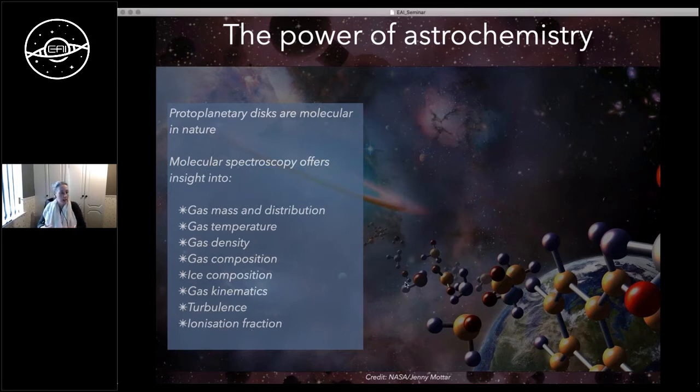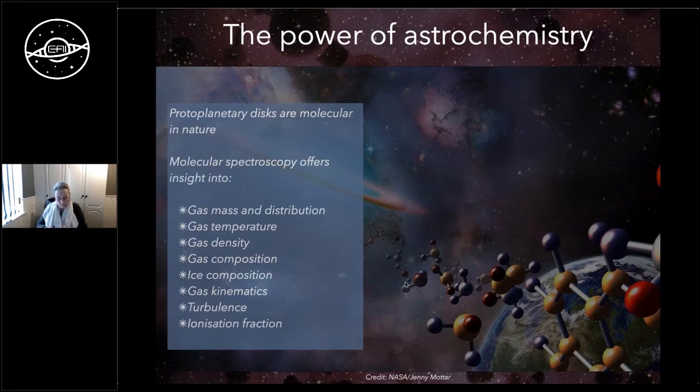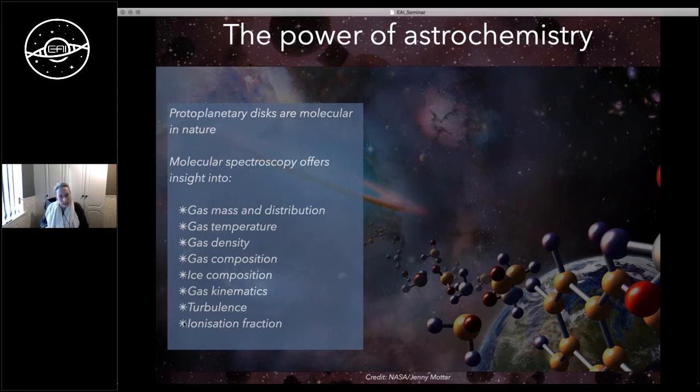And if you're interested in the ionization structure, which can be very important for the kind of transport mechanisms through the disk, through the coupling with, for example, magnetic fields, then measurement of the ionization fraction is very important. And we do that with small positively charged molecules, like HCO+, which would be a powerful tracer there. So through molecular spectroscopy, we can gain a huge amount of information from these objects.